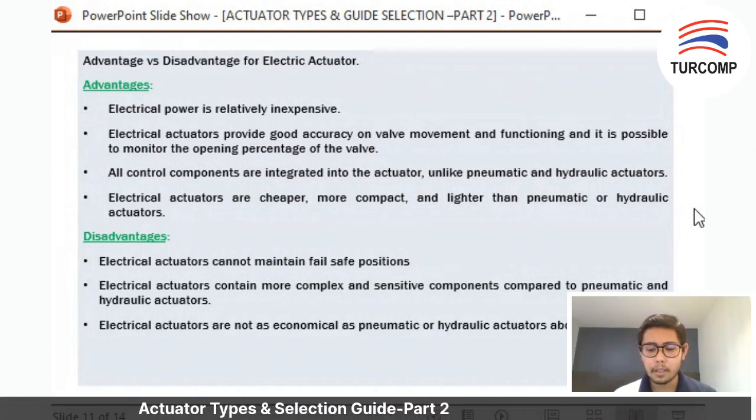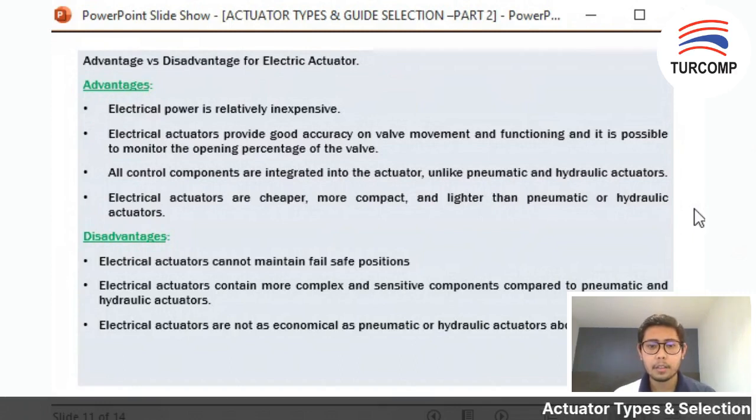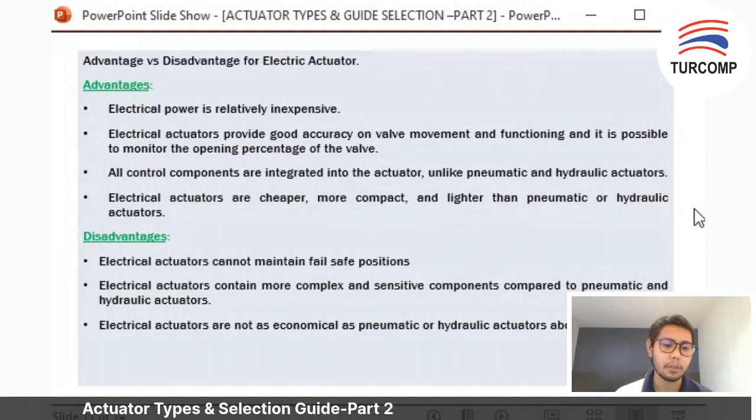For hydraulic, we have its control board. It's very bulky, a control board that requires a lot of space. So for electric, they are more compact, cheaper, and lighter than pneumatic or hydraulic actuator.